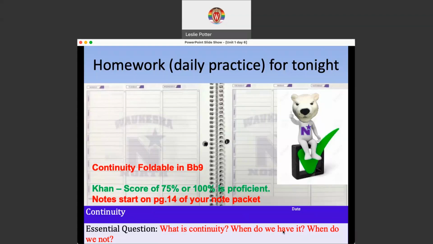When do we have it? When we don't have any discontinuities. I know it sounds a bit redundant, but we talked about the types of discontinuities. And when do we not have it? When we don't have it, we start to see those discontinuities.